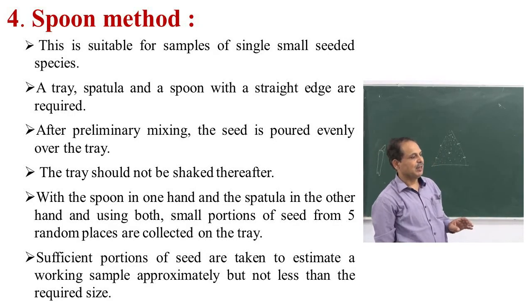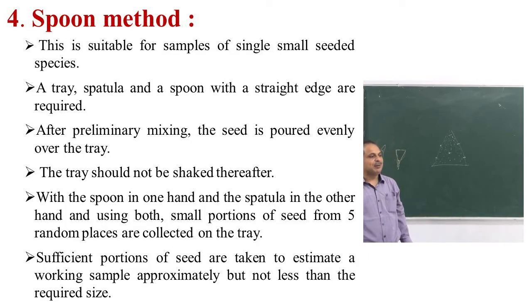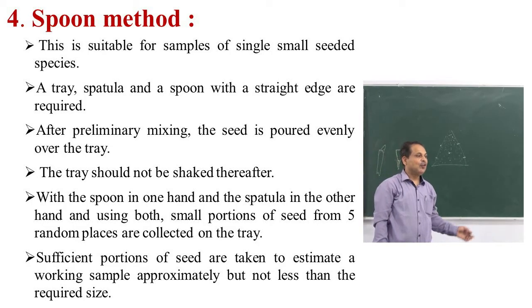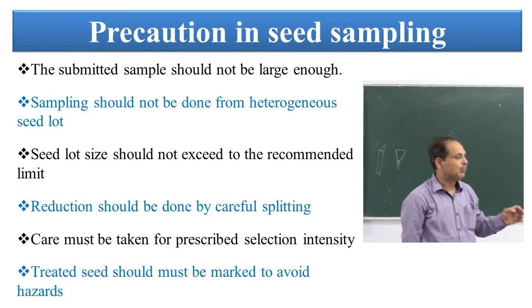A sufficient portion of seeds is taken to estimate the working samples, approximately but not less than the required size of primary samples, and this is used for seed sizes which are very small.